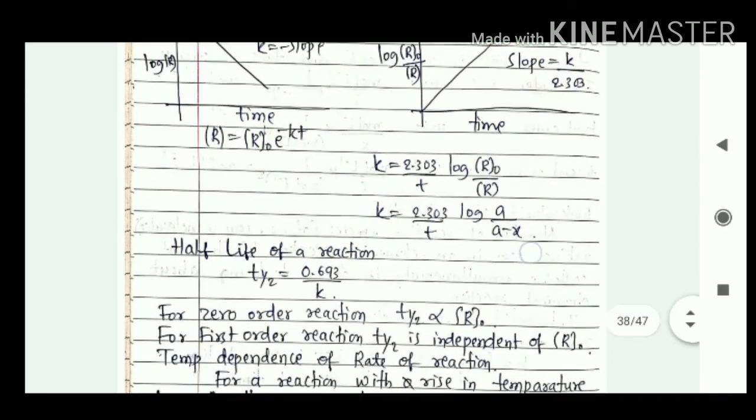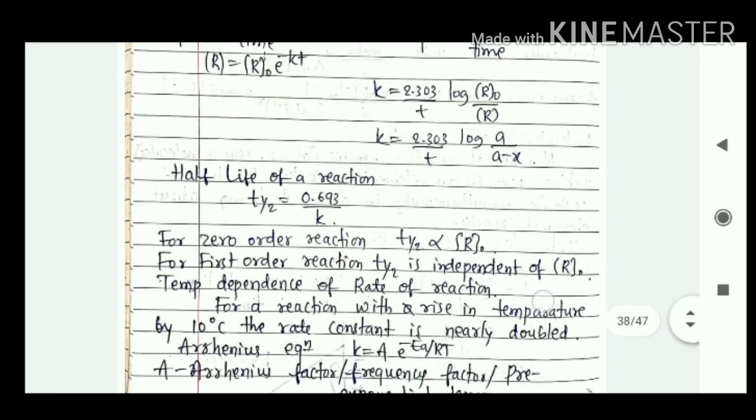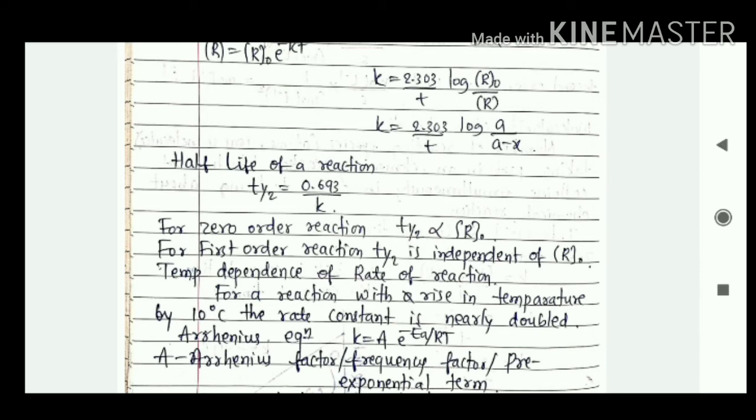Then we have the half-life of a reaction. t half is equal to 0.693 divided by k. For a zero order reaction, t half is proportional to R naught. For a first order reaction, t half is independent of R naught, right? So this is it. Then we have the temperature dependence of rate of reaction.